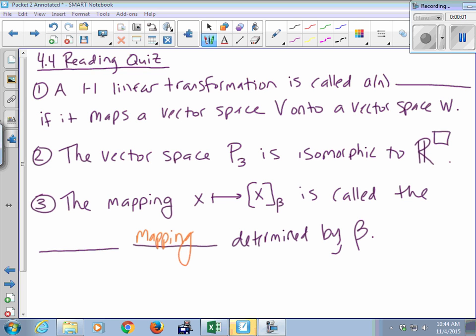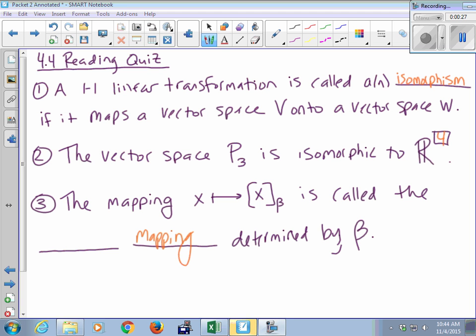A one-to-one linear transformation is called a what if it maps a vector space V onto a vector space W? Isomorphism. If you said isomorphic, that's fine. The word is isomorphism. But, okay, the vector space P3 is isomorphic to R what? 4. Good.